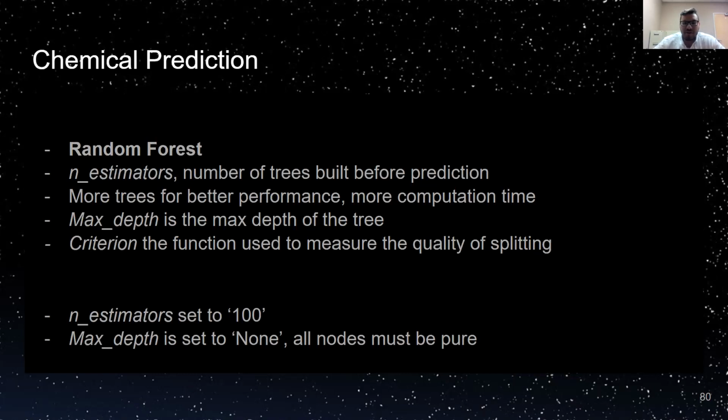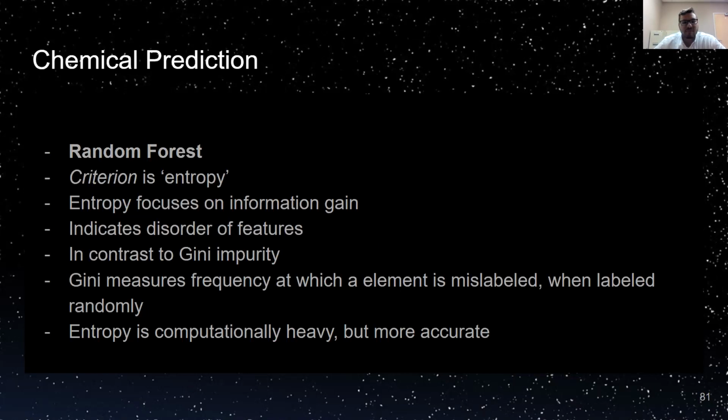The arguments that can be used for tuning: n_estimators is the number of trees built before our prediction. More trees means better performance, but more computation time. The max depth is the maximum depth of the tree. And the criterion is used to measure the quality of splitting. You have Gini impurity and entropy. For this work, for number of estimators we use 100 different decision trees, and max depth is set to None, so all nodes must be pure.